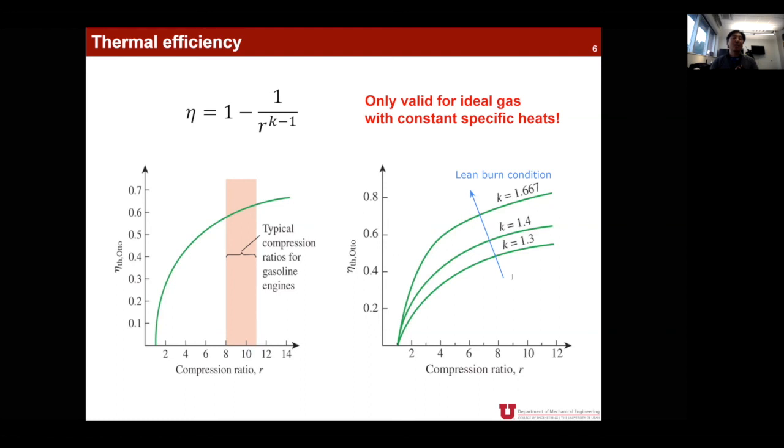So now let's go back to that. So now here we go. So again, we want to increase compression ratio more and more and more, okay? Because apparently it tells us that the more compression ratio we design the engine, the higher efficiency we expect. And that is, yes, true. That's from the physics.